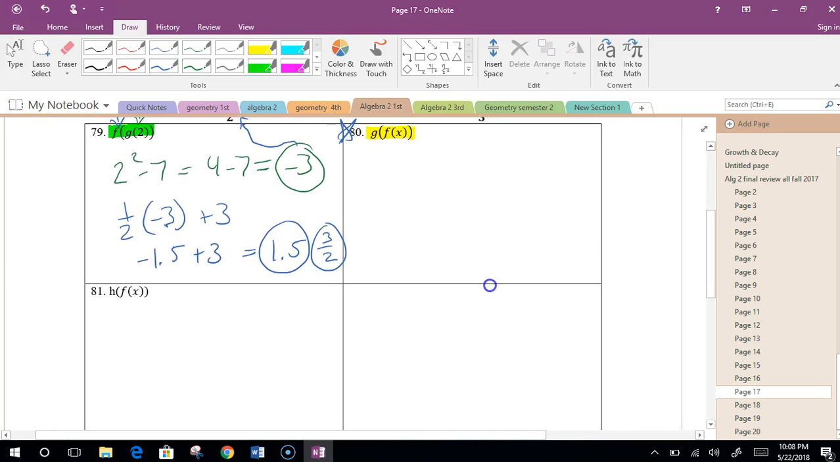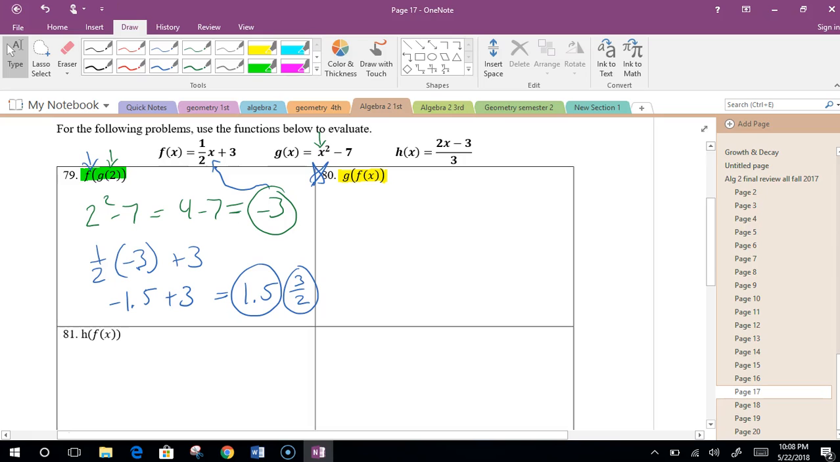Definitely I'm going to put a star by question number 80 because this is one that I think you're likely to see. They want you to plug the f equation into this spot in the g equation. So we're going to take the g of x equation, which is x squared minus 7, and we are going to take this little x out and plug in everything we highlighted in purple. So that is going to mean we're going to have parentheses 1/2 x plus 3 squared minus 7.